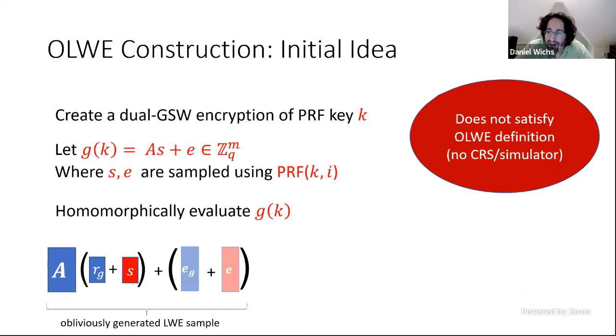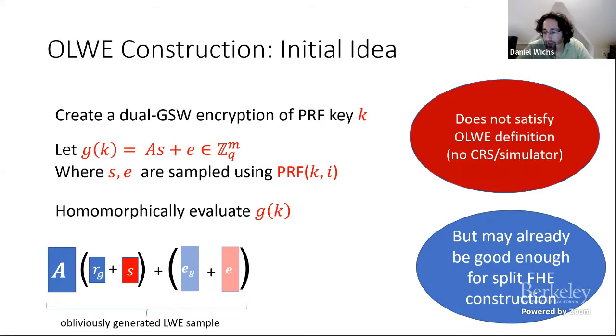So unfortunately, this does not satisfy our definition. There's no CRS, there's no simulator. I don't know how to program anything to cause these outputs to be the outputs I want. So this will not satisfy the definition, but it might already be good enough for the full split FHE construction. And we discuss in the paper and write down an assumption under which this is secure. It doesn't look too bad, but that's not our ultimate goal. We actually do want to instantiate the definition I showed you before. So to do that, we'll need to do something just a little bit more complicated, but essentially using the same idea. Any questions on this idea before I move on?